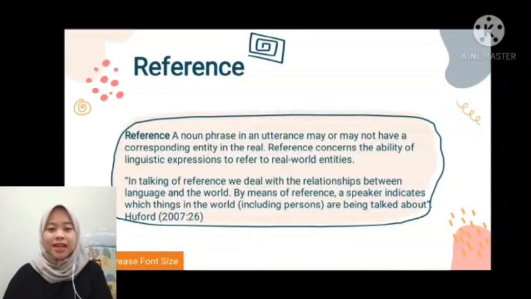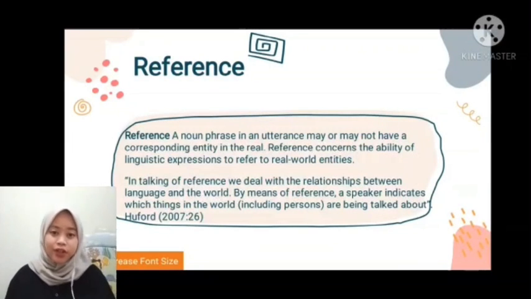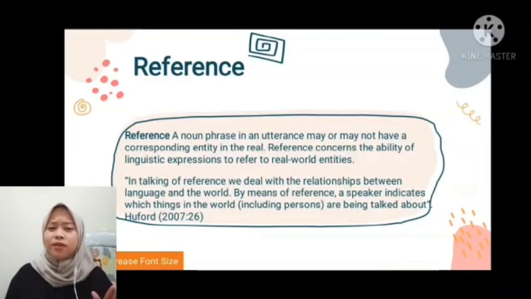Next is reference. A noun phrase in an utterance may or may not have a corresponding entity in the real world. Reference concerns the ability of linguistic expressions to refer to real-world entities. In talking of reference, we deal with the relationship between language and the world. By means of reference, speakers indicate which things in the world, including persons, are being talked about (Hurford, 2007). That is, talking about reference means talking about the relationship between language expressions and whatever they refer to.